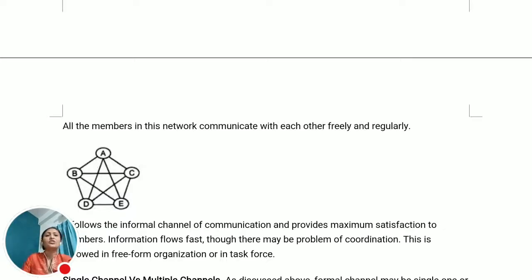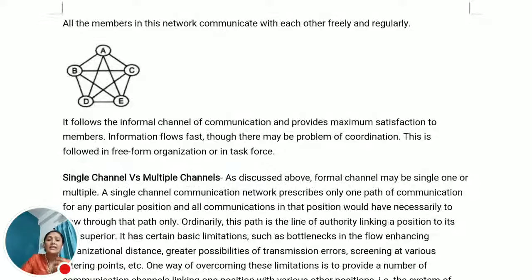And here communication gets a lot of support. It follows the informal channel of communications. It will give you quick information because anybody can reach anybody very easily. So it is maintaining the circular chain of communication. It is maintaining the upward and downward movement of the communication. It is also maintaining the horizontal flow of the communication. See, B and C can communicate, D and E can communicate. See, it shows the horizontal flow of communications.